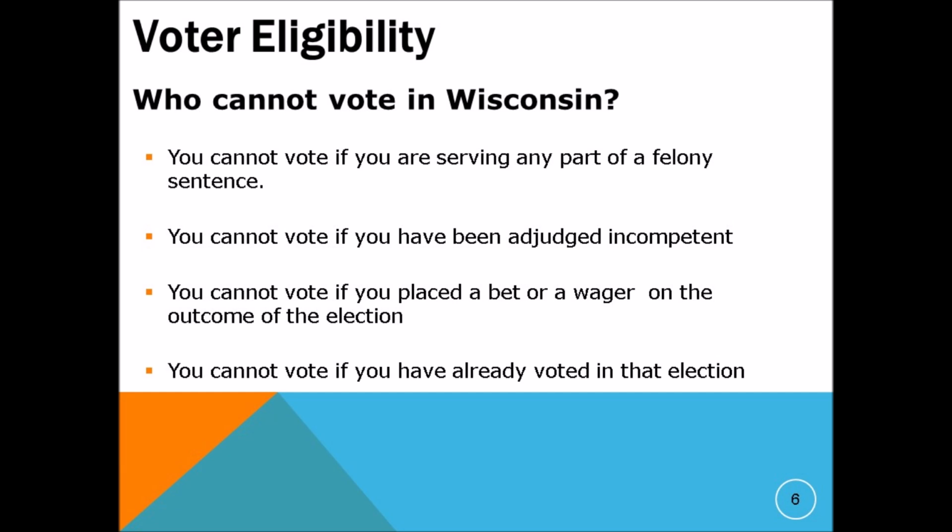You also cannot vote if a judge has ordered you incompetent specifically for voting purposes. Another lesser-known requirement is that you cannot vote if you have placed a bet or a wager on the outcome of the election. And of course, you're not eligible to vote if you've already voted in that election. You can only vote once in each election.